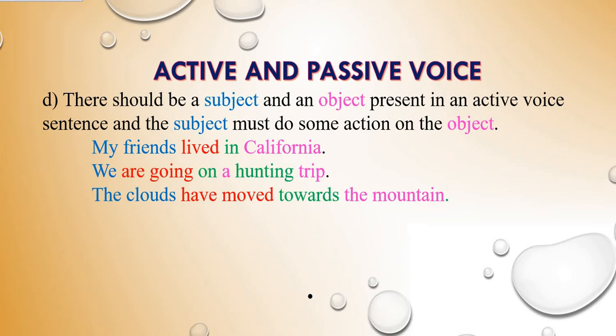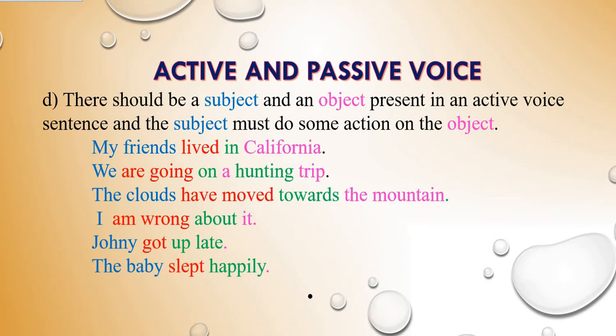The clouds have moved towards the mountain. You cannot convert this. Johnny got a plate. There is no object in this. The baby slept happily. There is no object in this. According to the criteria, there should be a subject and an object, and the subject should do some action on the object. In the above sentences, we can see either the object is absent or the subject is not performing any action on the object. So these cannot be converted into passive voice.